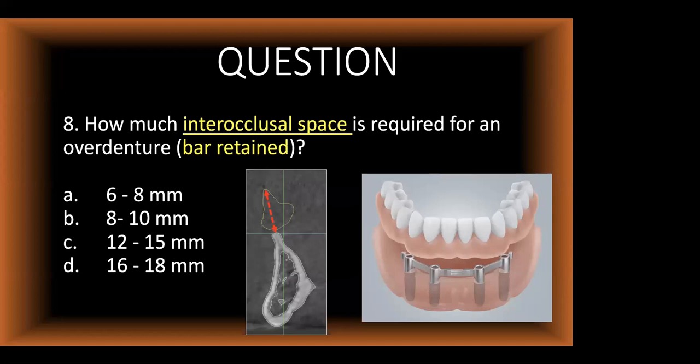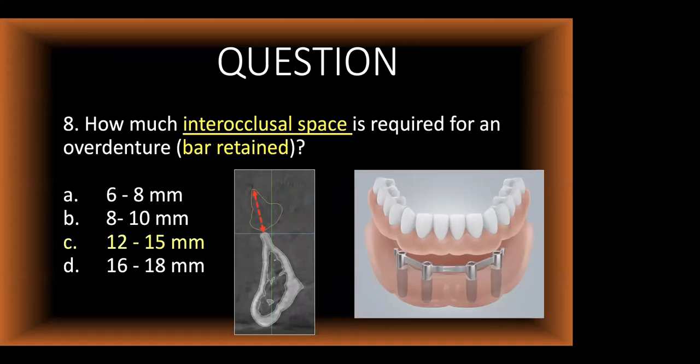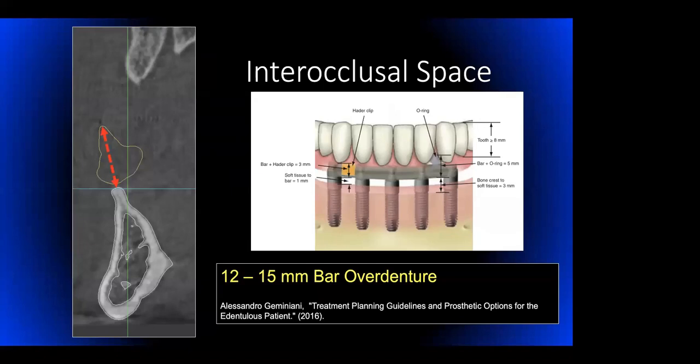Okay, Robert, let's see what we have. Very good, excellent. 68% of you got C. Depending on what type of bar, most of these are titanium now. We used to do gold type 4 alloy bars, but now titanium milled bars are the most common. And most commonly, they're either a clip, like a Hader or Dolder clip, or a locator attachment. But most are about 12 to 15 within that range, depending on what type of attachment that you're going to use.